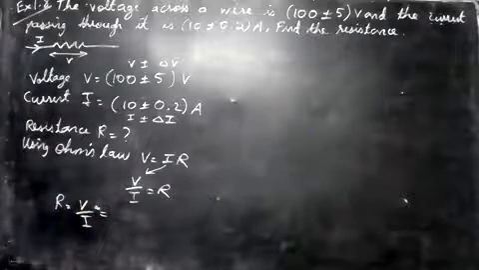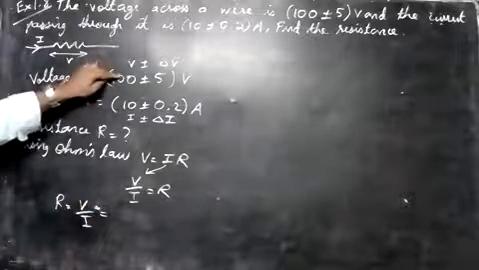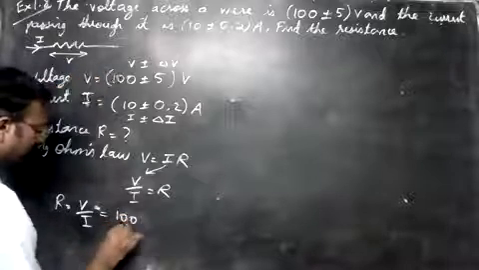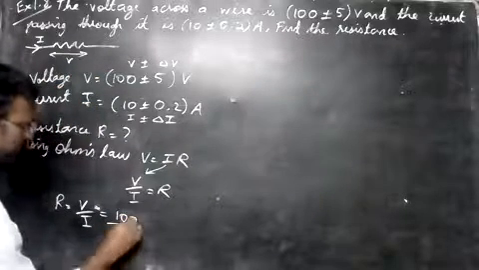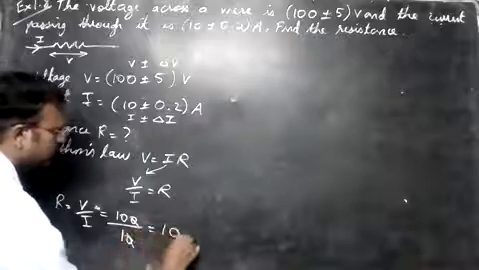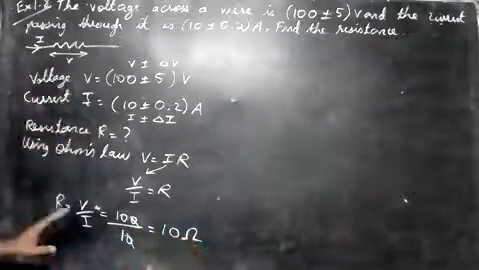Let us see what V is here. V is 100, and I is 10. So 100 by 10, the zeros cancel, and we get 10 ohms. So R is equal to 10 ohms.